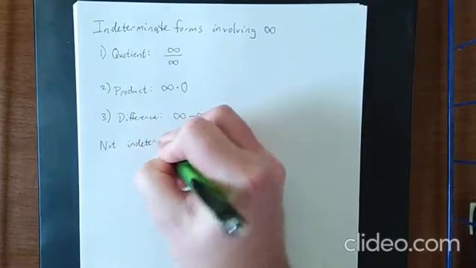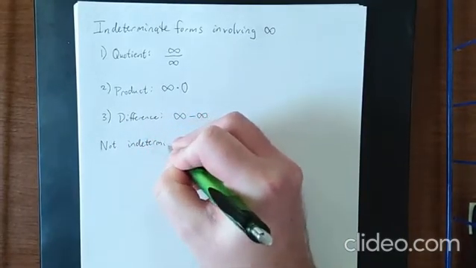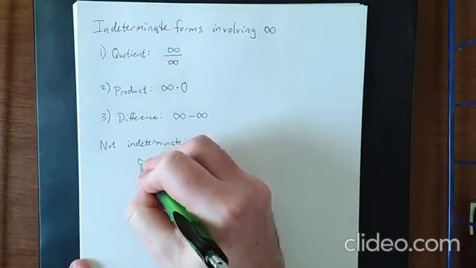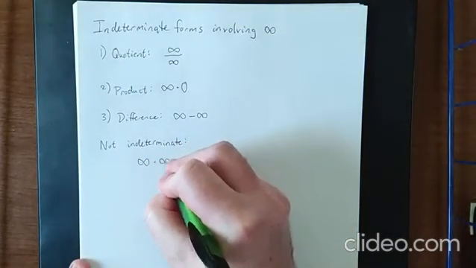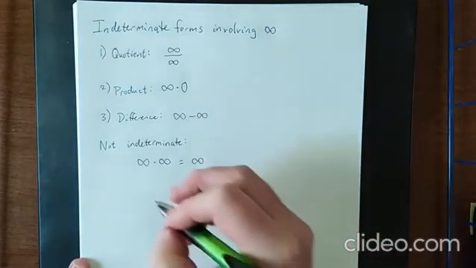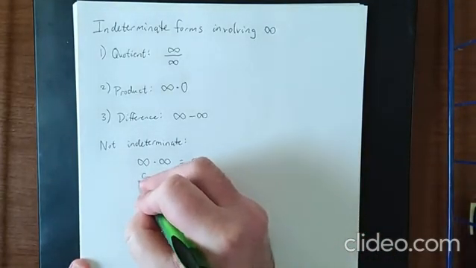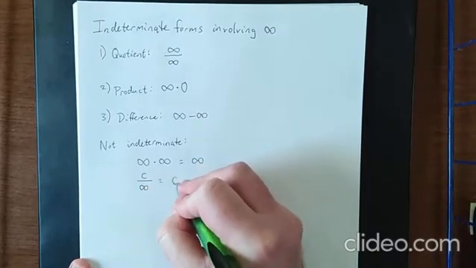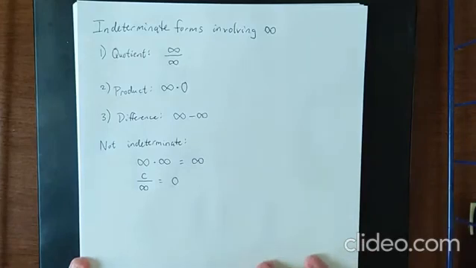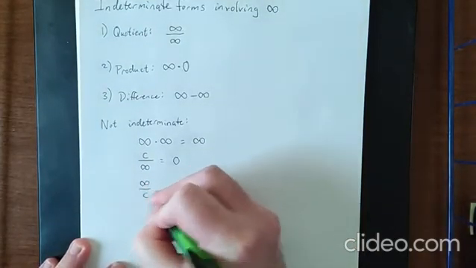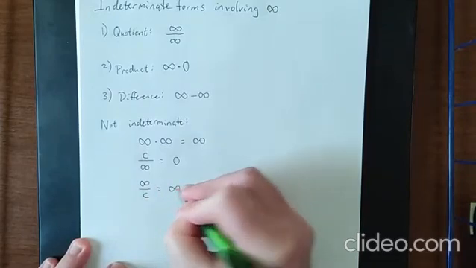In addition, we should probably talk about some forms that are not indeterminate involving infinity. So infinity multiplied by infinity is not indeterminate. You are allowed to conclude that that thing is equal to infinity. A number divided by infinity is not indeterminate. That thing is equal to 0. And infinity divided by something that is finite would be infinity as well.